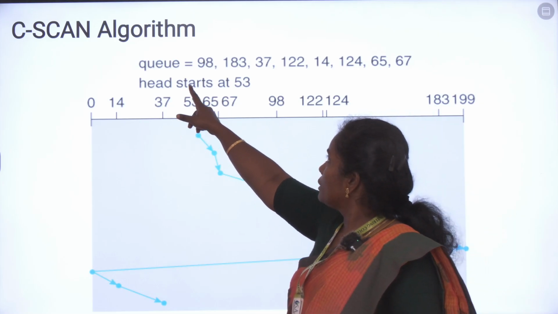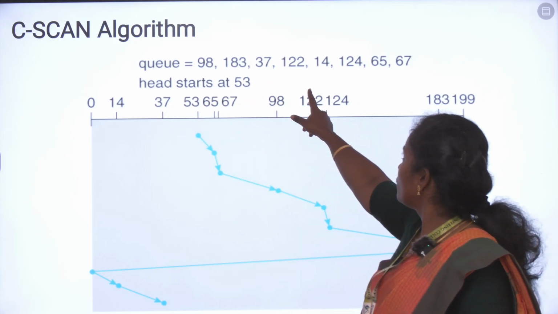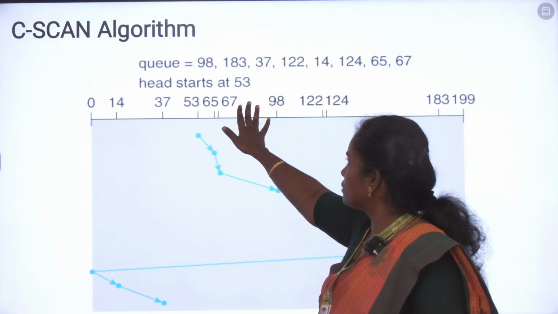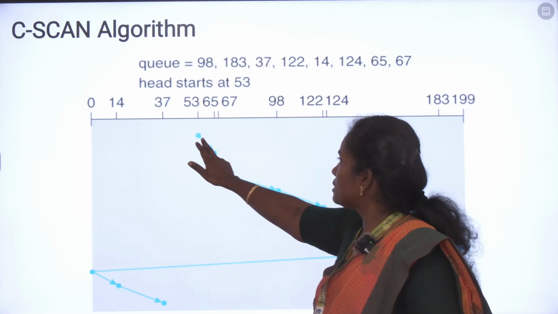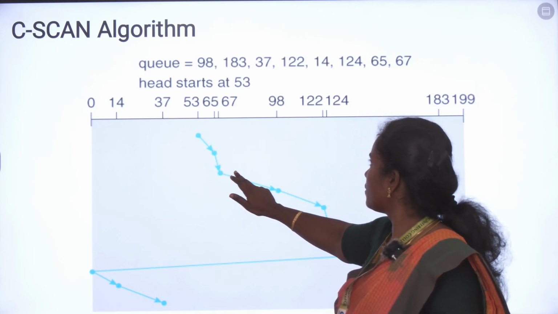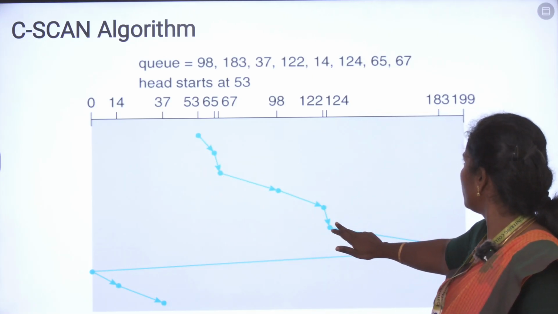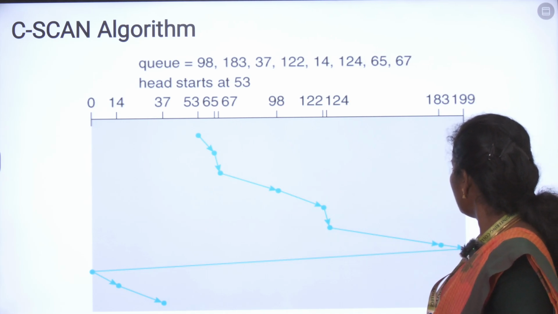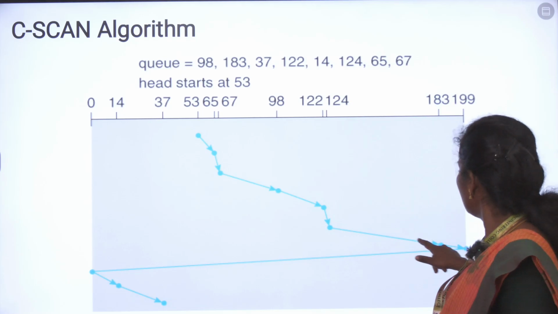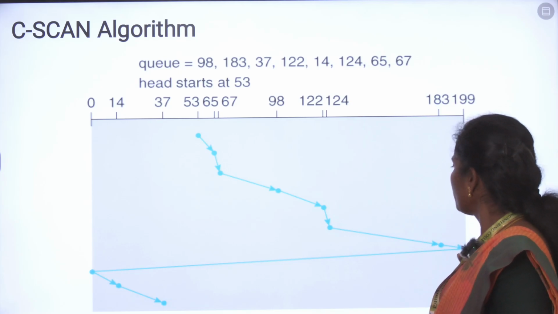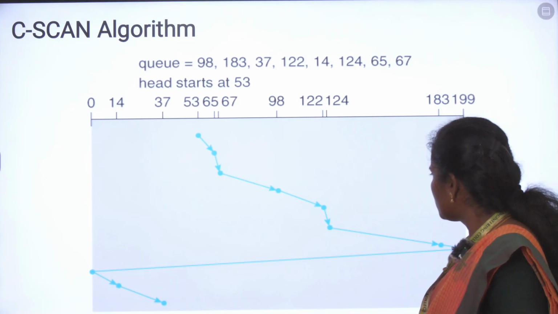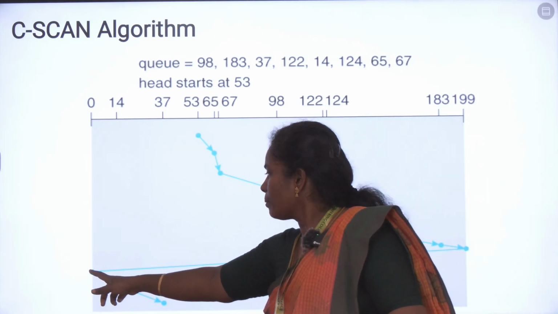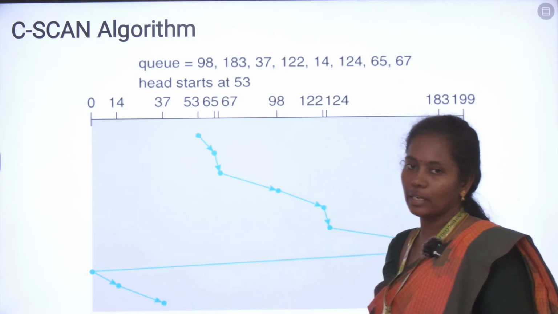With the same example queue 98, 183, 37, 122, 14, 124, 65, 67, the head starts at 53. It starts servicing 65, 67, 98, 122, 124, and then it touches 183 and then 199. Similar to the scan algorithm, it reaches the end of its direction. At last, it will not service in the other direction. It will directly move to the bottom and serve the remaining requests.